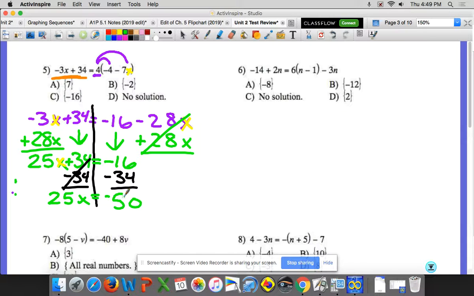Now when we get to this point, going all the way back to number 1 once again, we have a coefficient of 25. That number is being multiplied by x.